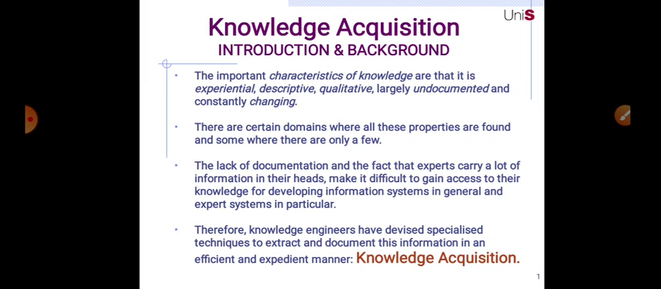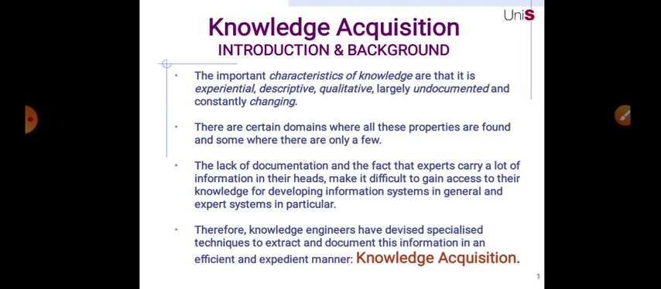experiential, descriptive, qualitative, largely undocumented, and constantly changing. Right? The knowledge is experiential, descriptive, qualitative, and largely undocumented. Undocumented means a person has some knowledge that cannot be documented; it is there in the mind, right? We cannot prepare a document or say only this much knowledge is there. So it is undocumented and constantly changing. Knowledge is changing, so we should update our knowledge. It is changing as per the change of time.